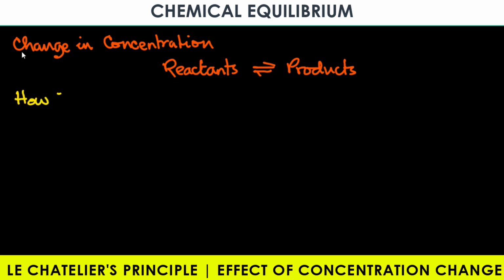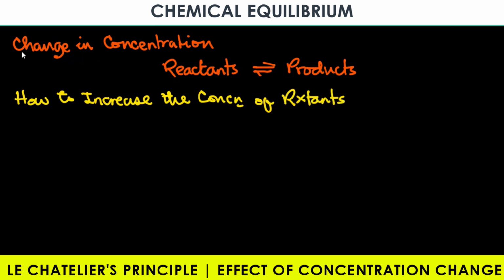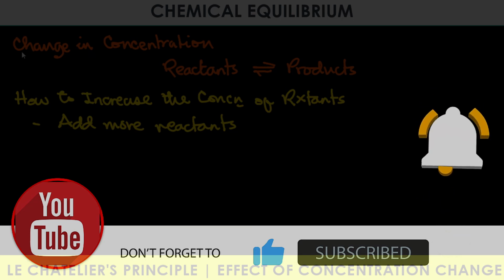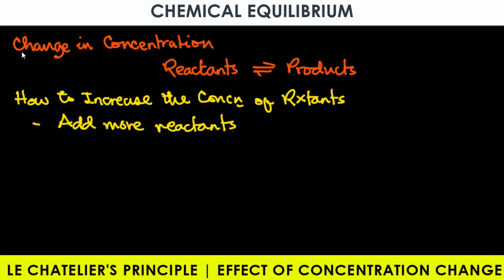How to increase the concentration of reactants. And of course, you know that the opposite of this would be for decreasing the concentration of the reactants. Our focus is on the reactants. One, you can do that by doing what? You add more reactant. If you add more reactants to the equilibrium system, you are increasing the concentration of the reactants, right?